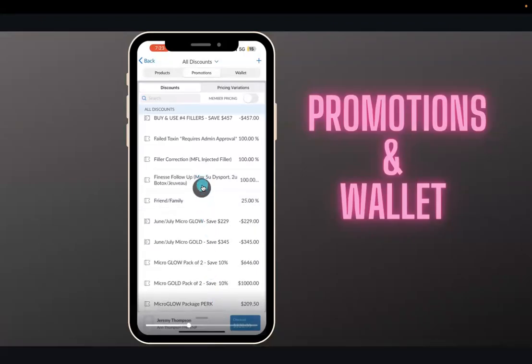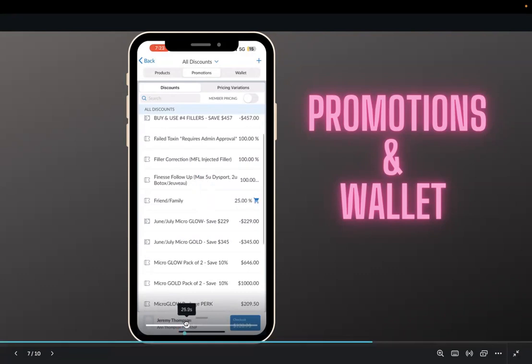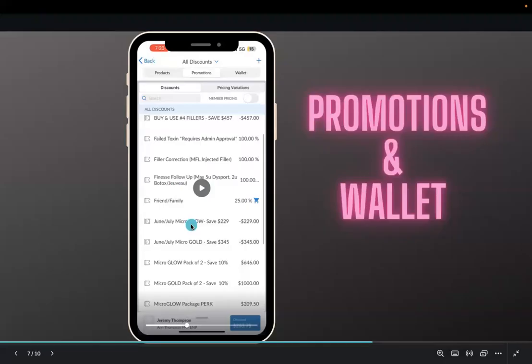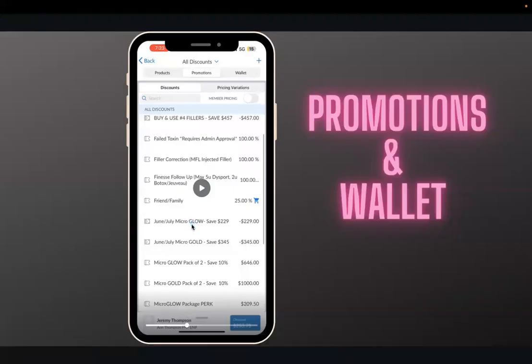And you can see that when I did that, it took it down to $253.75 right at the bottom. And so that is a friends and family discount. Reminder that injectors do not get paid on friends and family discount. This is just a benefit to yourself. Please don't feel like you have to use this friends and family discount.